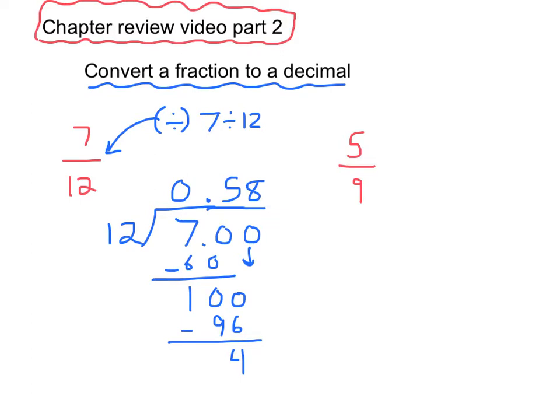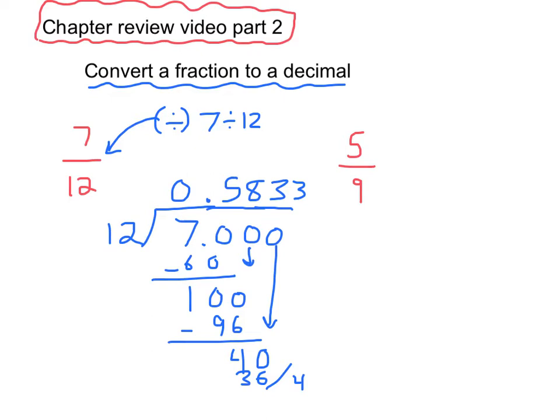Again, I need to add one more 0, bring it down. 12 goes into 40. 3 times 12 is 36, so 3 times 36. 40 minus 36 is 4, so again I have a remainder of 4. 12 times 3 is 36, so it's going to be another 3, and then the remainder will again be 4. So that tells me something special about this number. It's not going to end, it's going to be a repeating decimal.